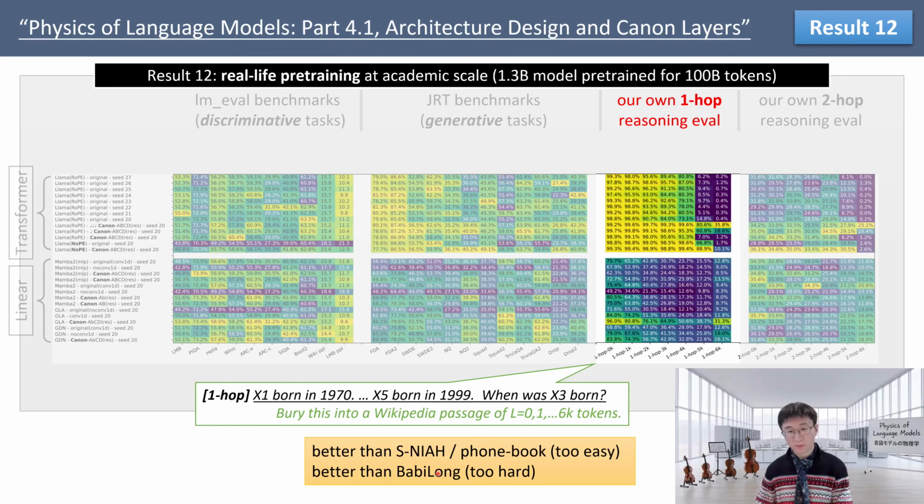And some other people use the Babylon task. We don't like it. We also showed it in the paper, by the way, but you can't read too much from it. It's too hard as a task because it requires the model to perform many factual reasoning steps on top of that. So we picked our own simplest possible one-hop reasoning task.